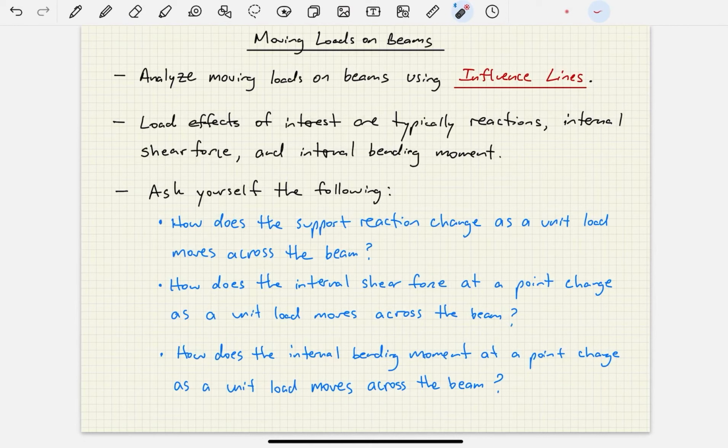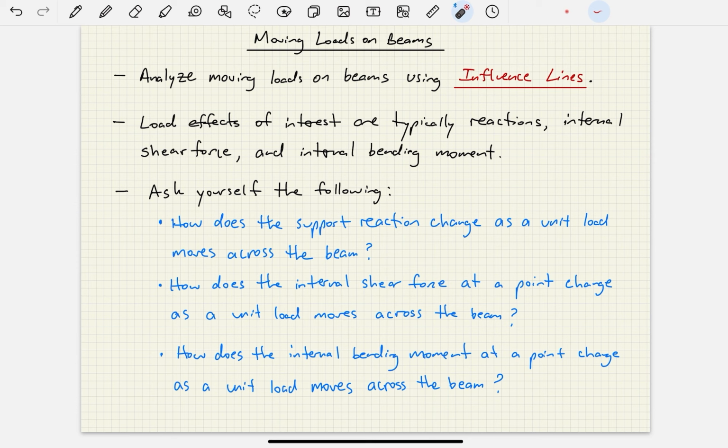Hey everybody, Dr. A here, and in this video we're going to be providing some background information and exploring an example of how to deal with moving loads on beams. Similar to what we talked about with trusses, we are going to analyze moving loads on beams using influence lines. Now remember, what is an influence line?